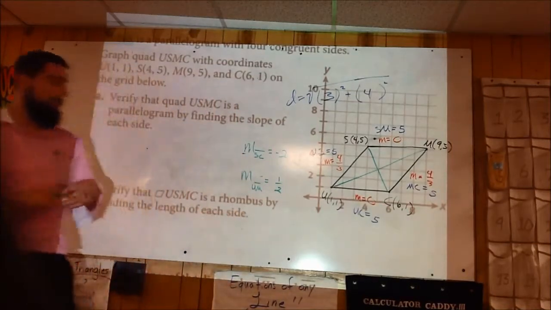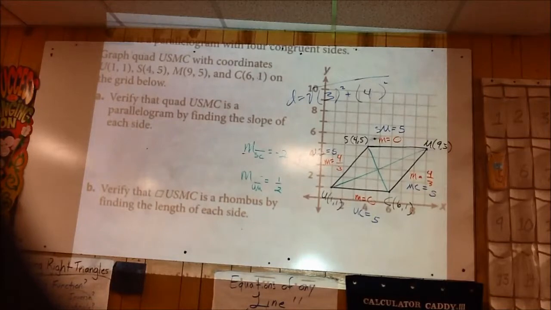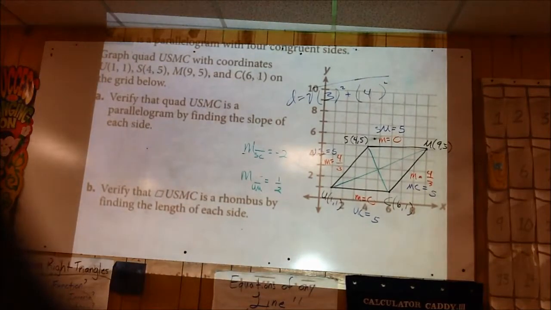Based off of those slopes, what can we say about the diagonals of rhombi? They are perpendicular, and that is always going to be true. So that is item D. It says, use the results in part C to complete the theorem. The diagonals of a rhombus are perpendicular.